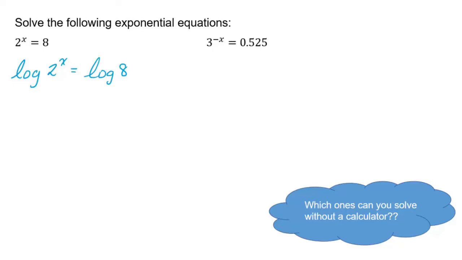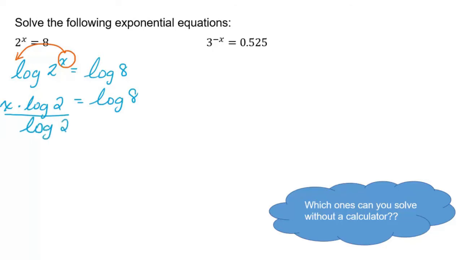Now that we have the logarithm of 2 to the power of x, we can use the properties of logarithms to simplify. We can take the power and move it out front to become a multiple of logs. This gives us x times the logarithm of 2 is equal to the logarithm of 8. Now that we have a multiple of logs, I can isolate the x simply by dividing both sides by the logarithm of 2.